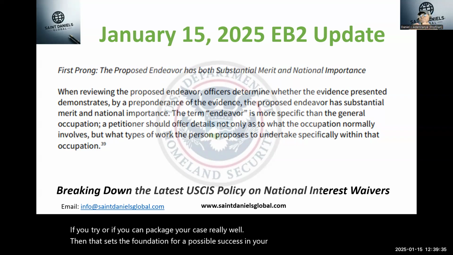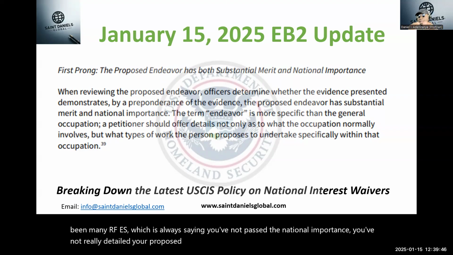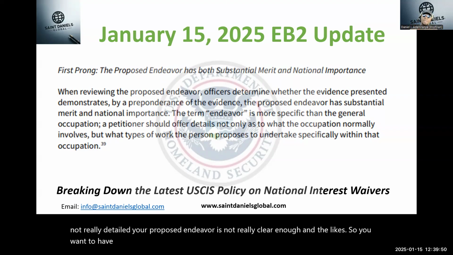And again, there have been many RFEs which are always saying you've not passed the national importance, you've not really detailed your proposed endeavor, it is not really clear enough, and the likes. So you want to avoid all of this. Again, consult the USCIS policy manual and let that be your main guidance.